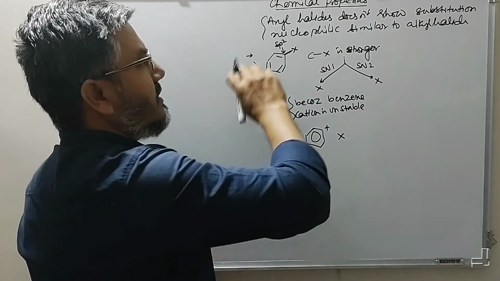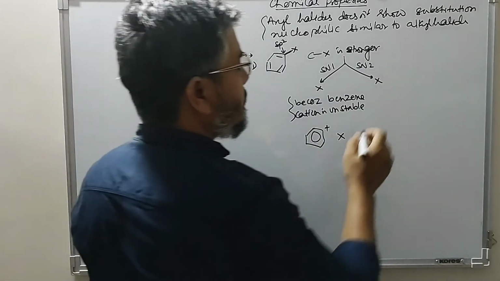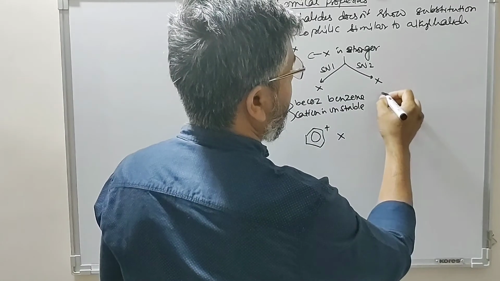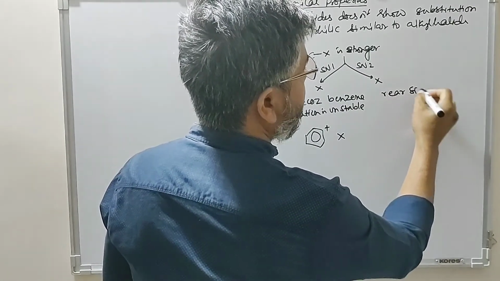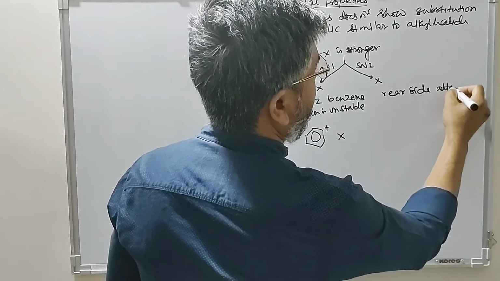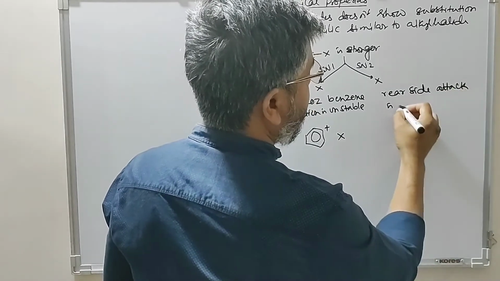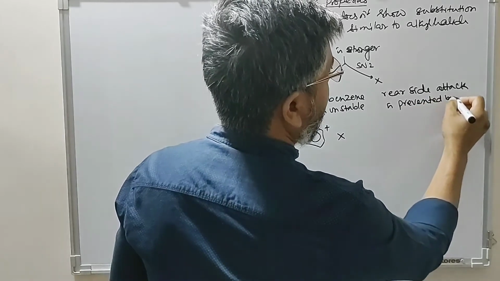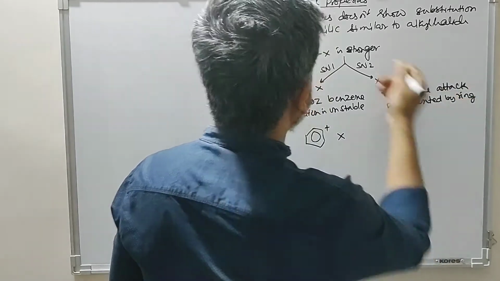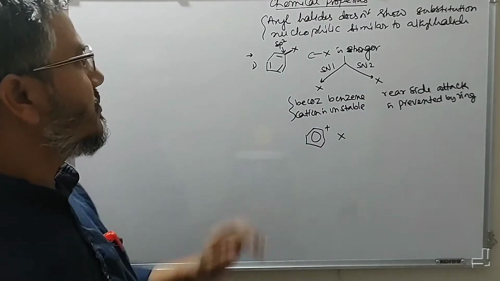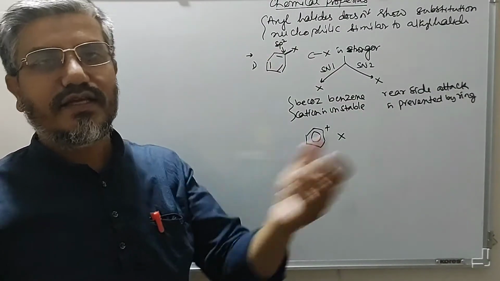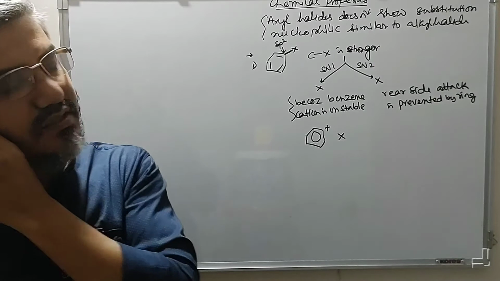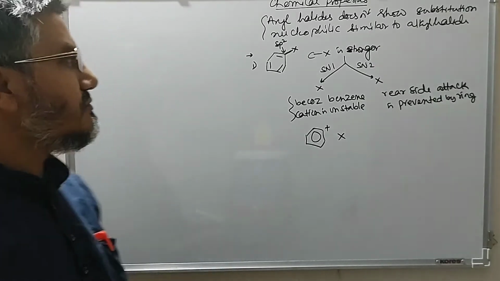SN2, this does not undergo SN2 because rear side attack is prevented by the ring. So already on the rear side we have a ring. So due to the presence of this ring, rear side attack is not possible. Hence this does not undergo SN2.